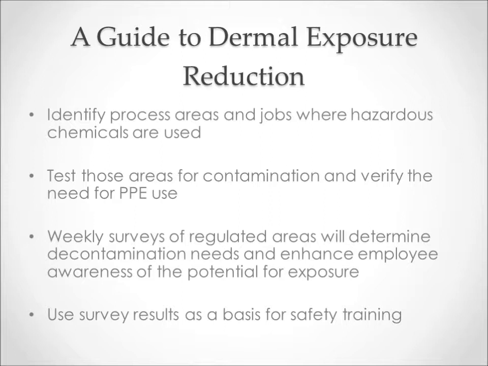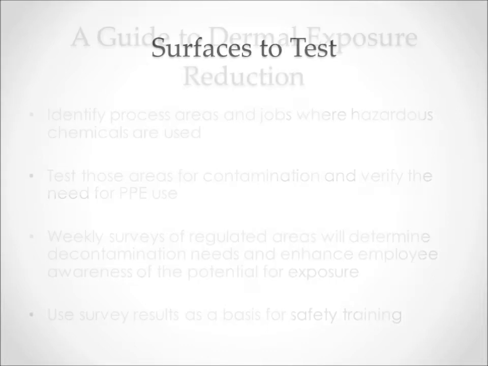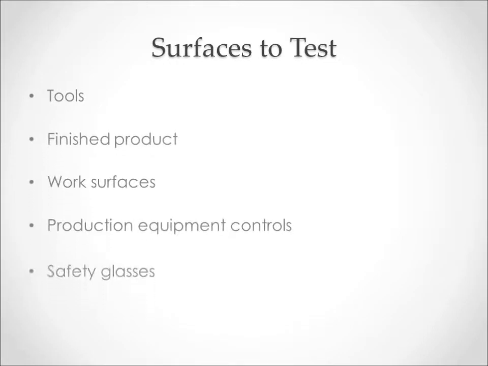Regular swipe testing of certain areas throughout the facility can help control the spread of chemical contamination. The swipe results can even be used as a basis for safety training by visually demonstrating the need to follow safety procedures. Some common surfaces to test would include tools, finished products, work surfaces, production equipment controls, safety glasses, or any writing utensils.